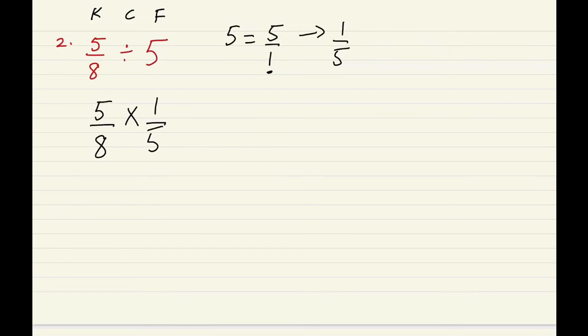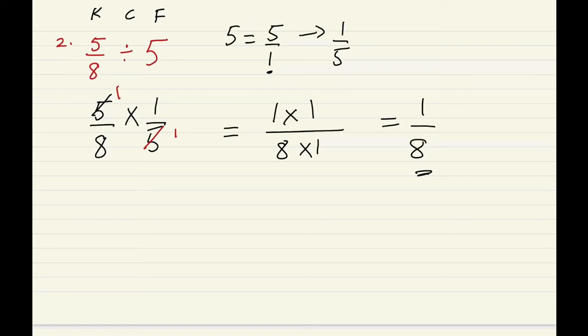If you forget what canceling out is, like that. So we're going to cancel out the 5, which has a remainder of 1, and then cancel out this 5, 1. So now we're left with 1 times 1 over 8 times 1, which is equal to 1 over 8. We're going to leave our answer like that because it's in its lowest form.